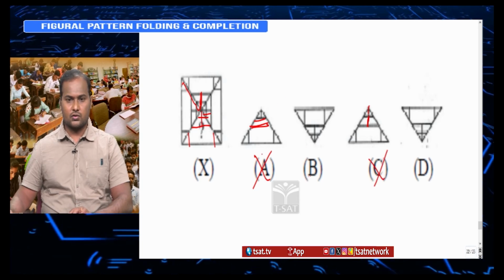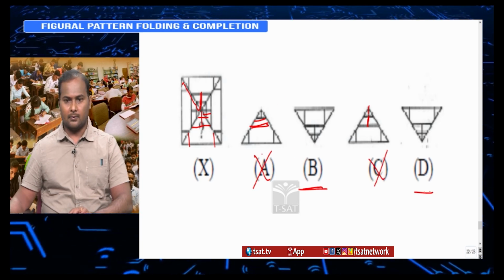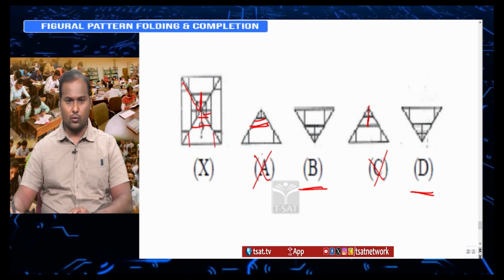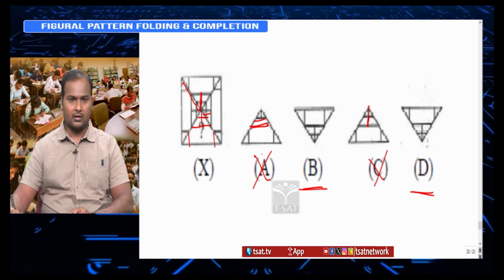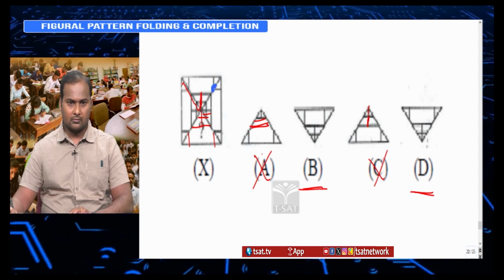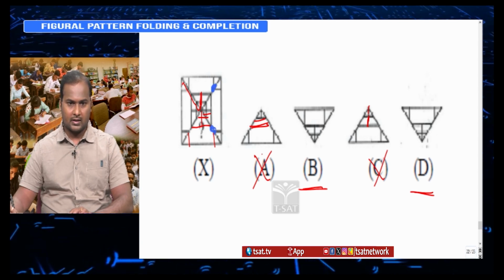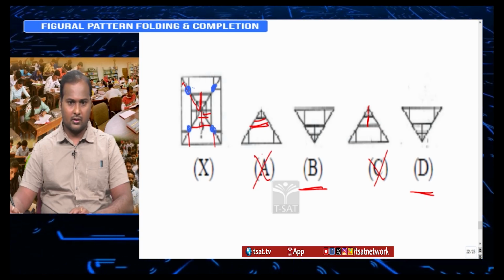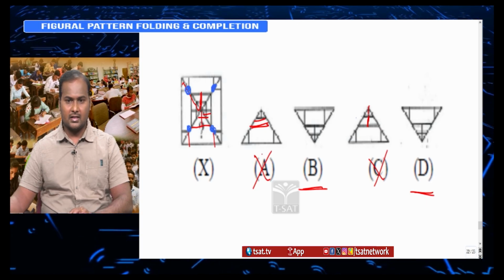Now the confusion for the student is between B and D, because they appear very, very close. But there is a small clue here. What is that small clue? It is the gap. So what is that gap? See here. This is a gap here. There is a gap here as well. Obviously, the lines, there is a gap.